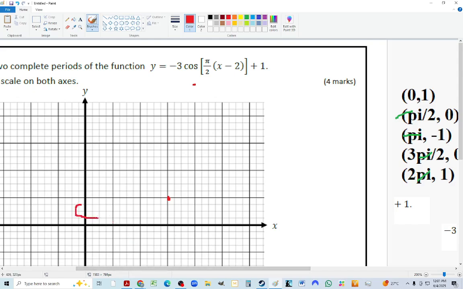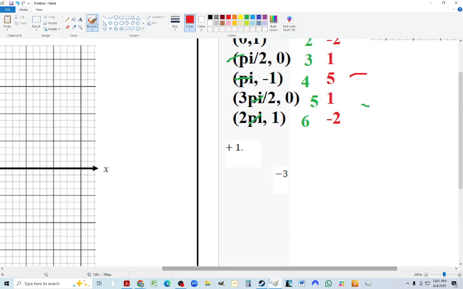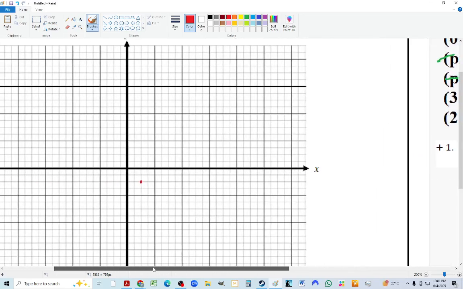Oh, I could have used individual squares. Maybe I should. So 2 comma minus 2 is there. 3 comma 1 is there. 4 comma 5 is there.